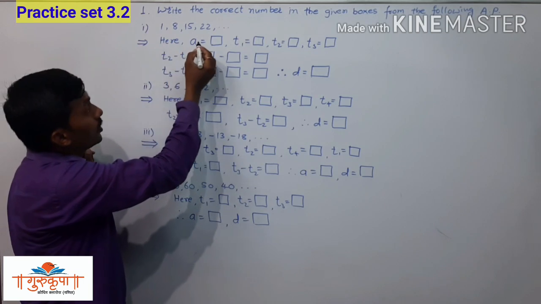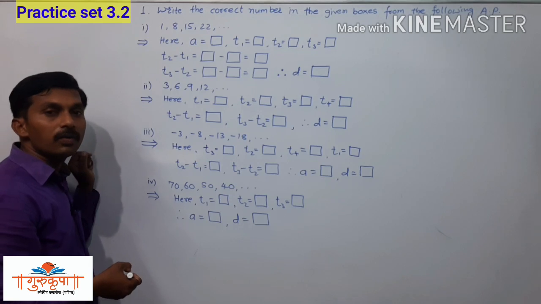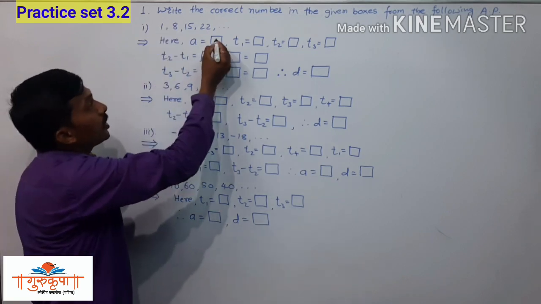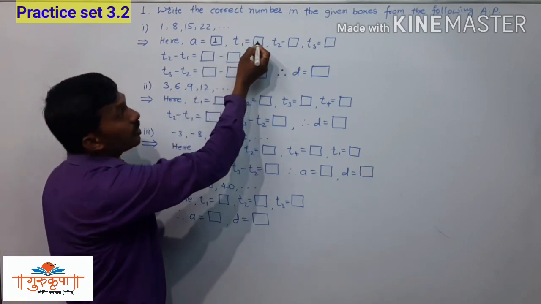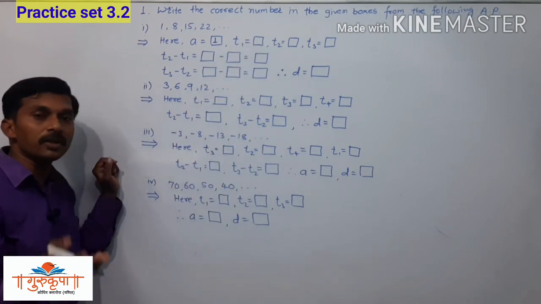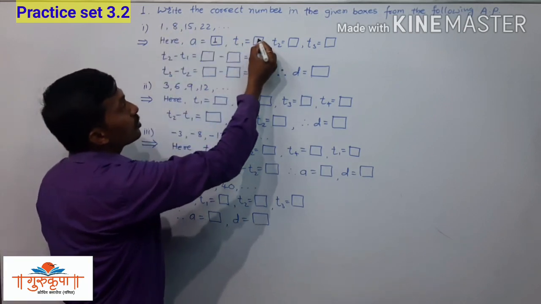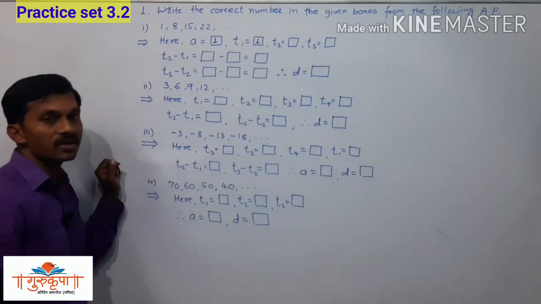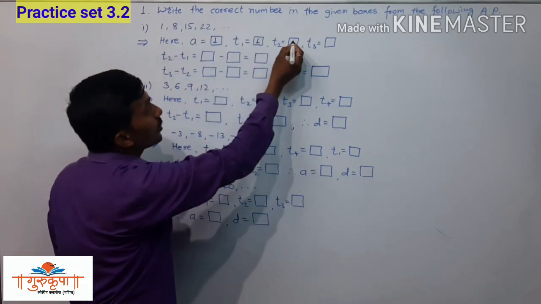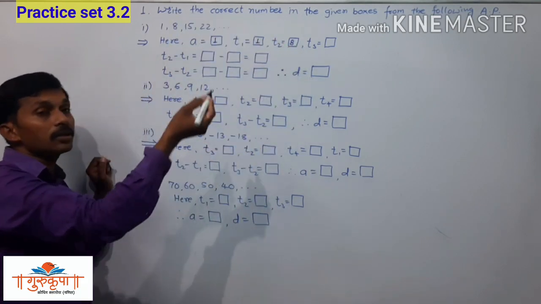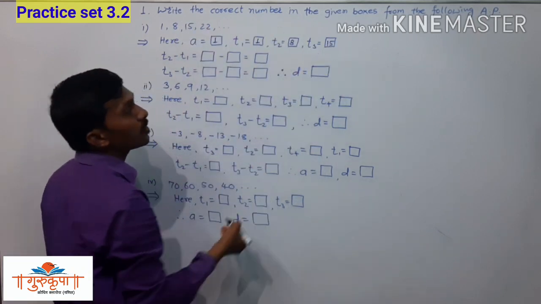Here we have to write A is equal to how much? A is the first term of the AP, so we have to write 1 there. Then T1 is again the same number, the first term, which is 1, so we write 1 in the box again. T2 is the second term of that AP and it is 8. The third term of that AP is 15, so we write 15 in this box.